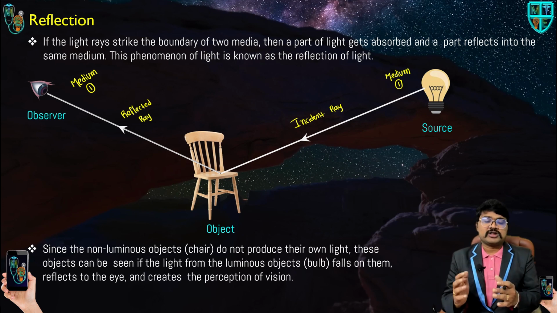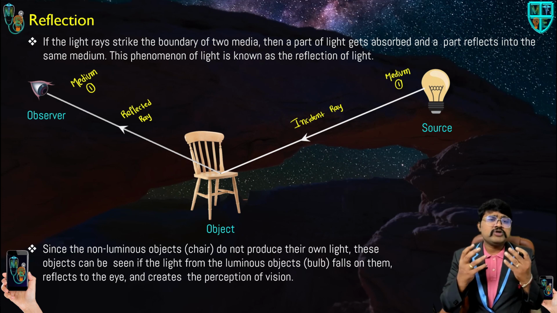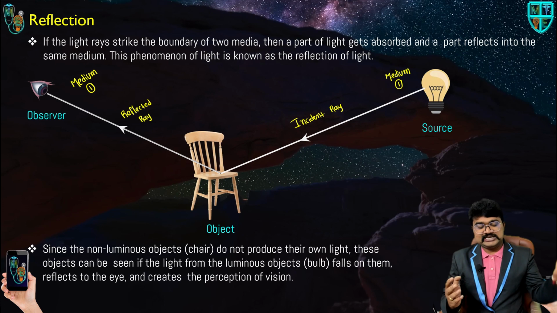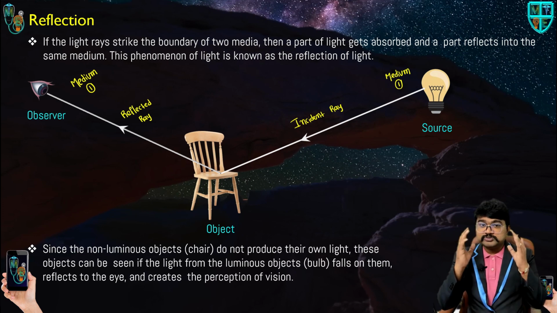That is why you are able to see these objects. Here, the chair is what? A non-luminous object. This chair is not emitting light or producing light. But how are you able to see this object? Because of this particular process. From the source, light is incident on the non-luminous object, then it is reflected from the surface of the non-luminous object and it is reaching the observer.